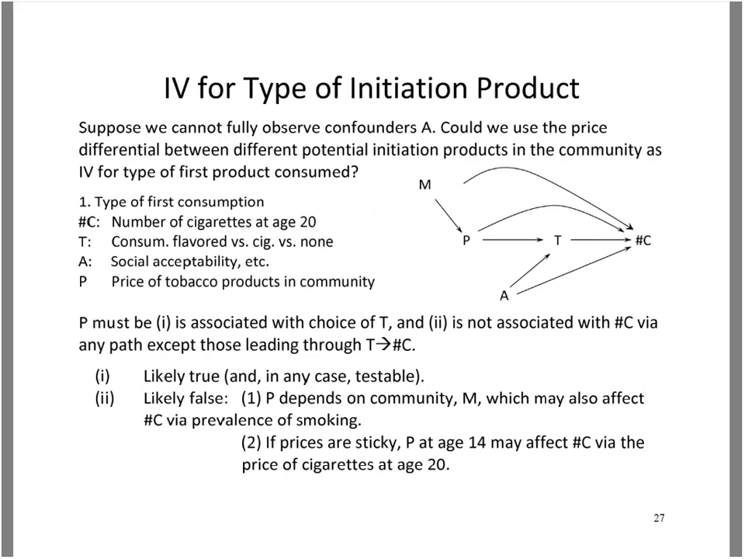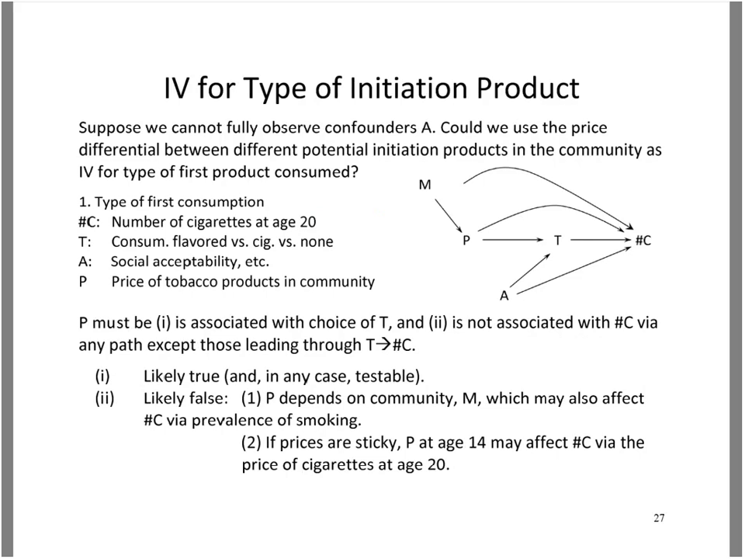Inasmuch as pricing depends on what community we live in, because in certain states cigarette taxes are higher than others, and price differentials between tobacco products also differ across states. And inasmuch as states or communities differ in the local social acceptability of smoking, then what market we're in will affect both the price and smoking at age 20. So that's a violation of ignorability that we could get rid of by conditioning on M.